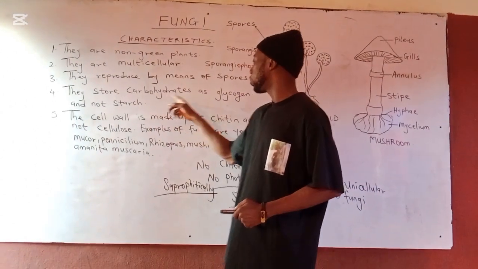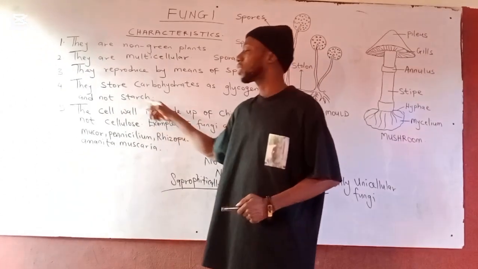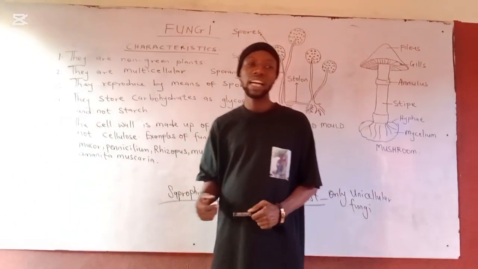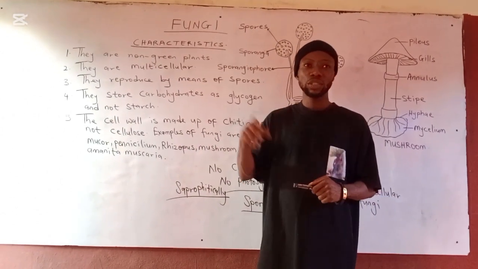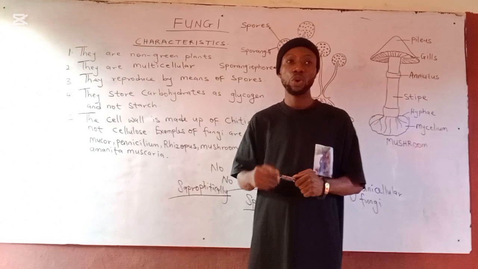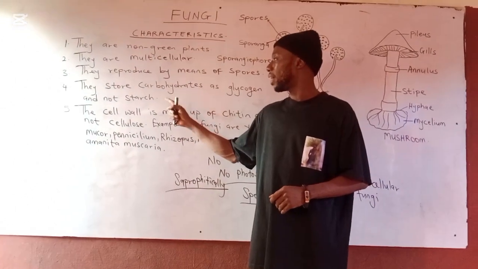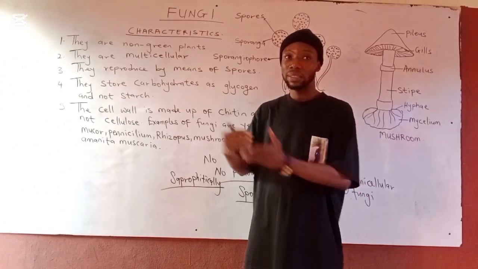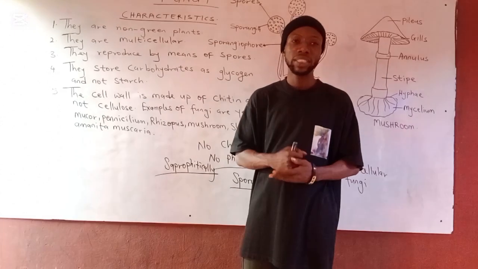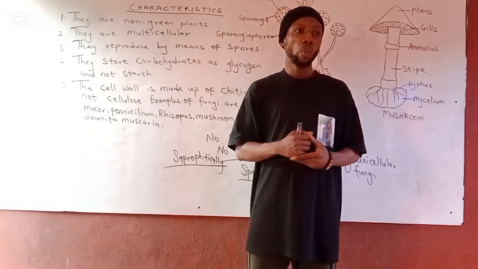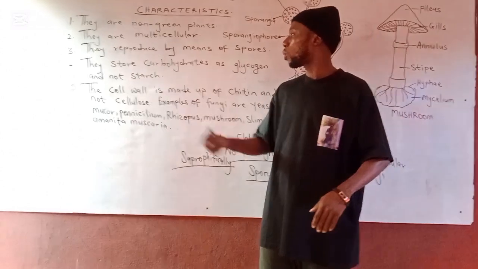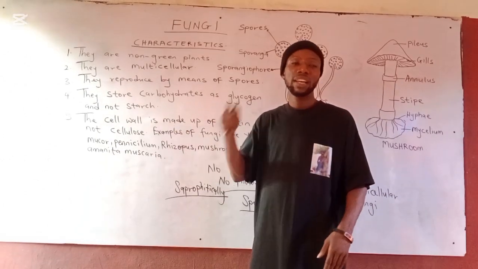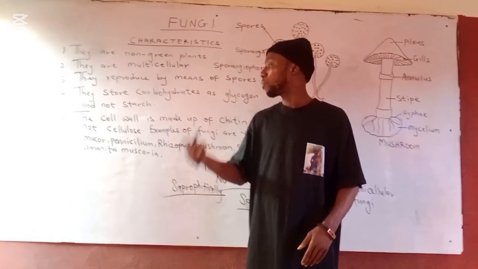Fungi store carbohydrates as glycogen and not starch. All plants store their excess carbohydrates in the form of starch or cellulose. Fungi behave as plants because they have a cell wall. That's why they are regarded more as plants. But fungi store their excess carbohydrates as glycogen, which is one of the features seen in animals. So fungi store their excess carbohydrates in the form of glycogen and not starch. Starch is typically absent in fungi.